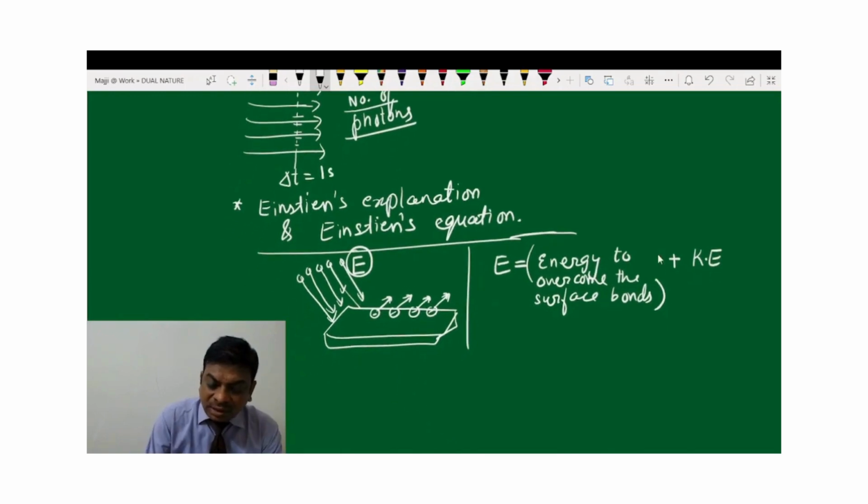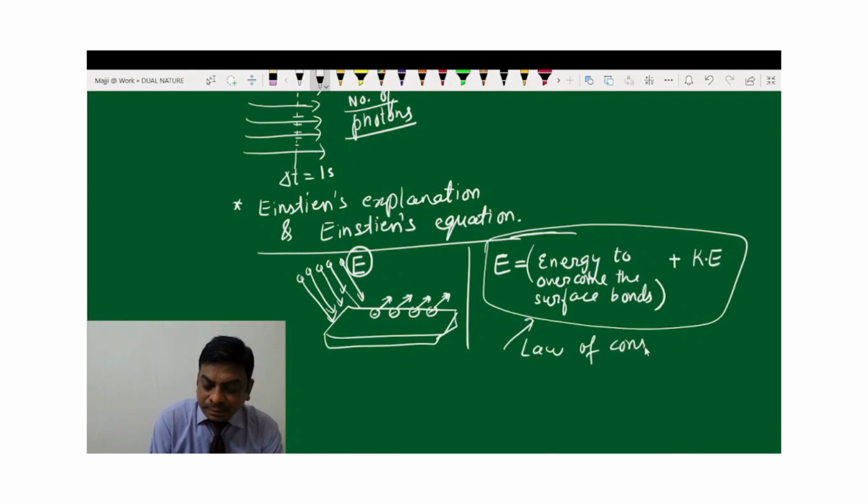So this is basically the law of conservation of energy, you can say. How the energy of the photon acquired by the electron is utilized by the electron. So this is a kind of law of conservation of energy.